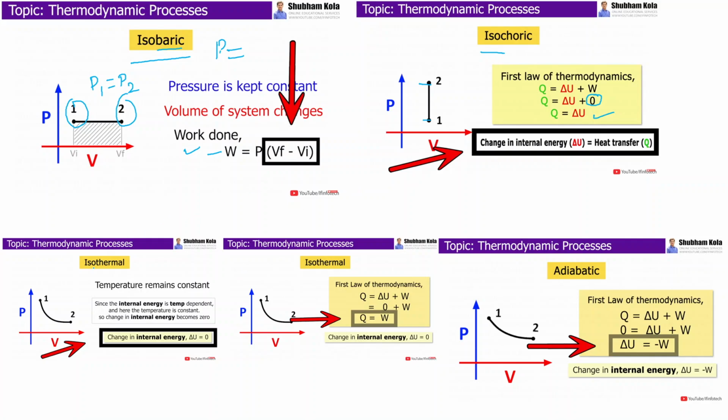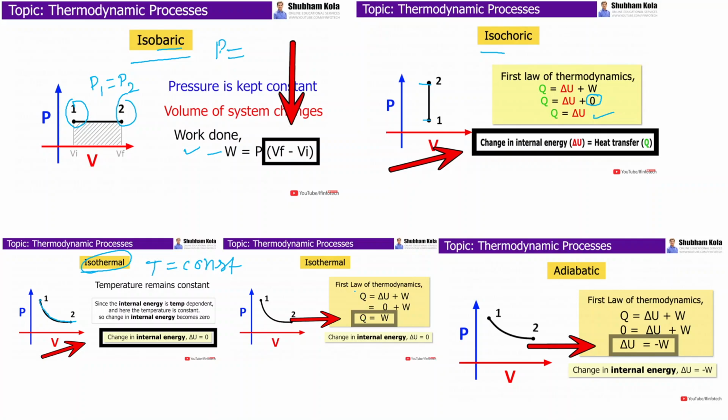Next is the isothermal process, the process in which the temperature remains constant. T equals constant. That means the initial temperature and final temperature are the same. The PV curve is like this curve. We will see the work done in the isothermal process next. In an isothermal process, work done equals Q.